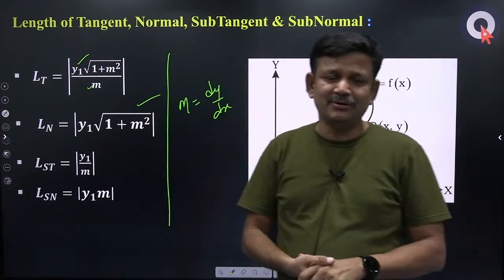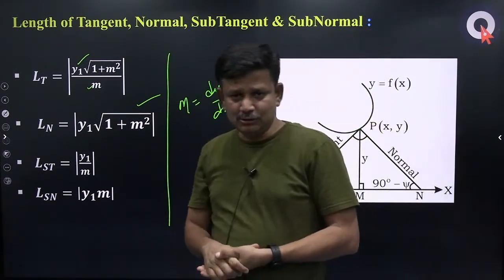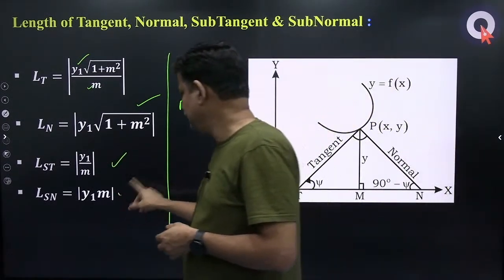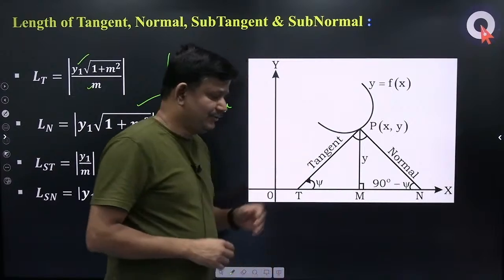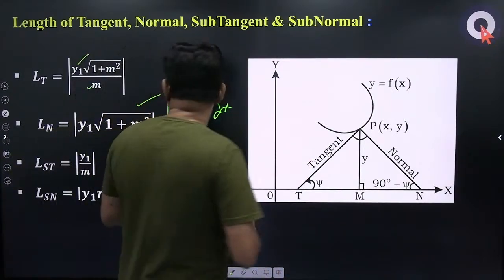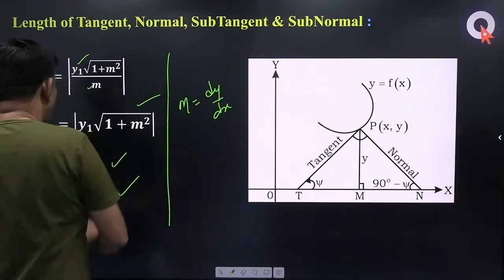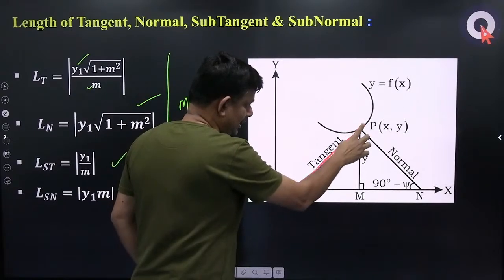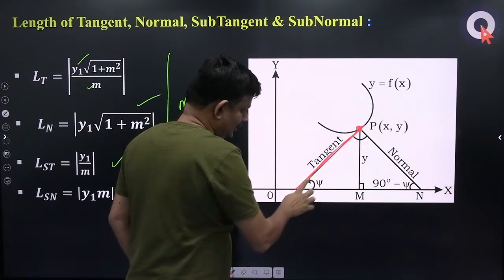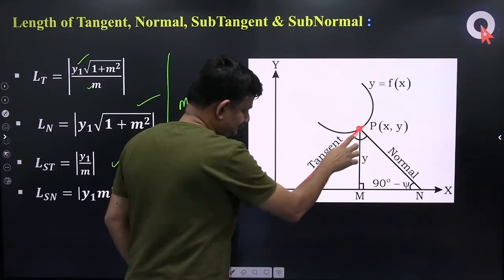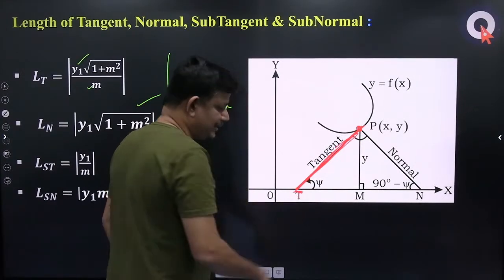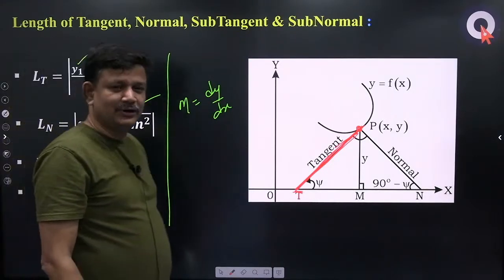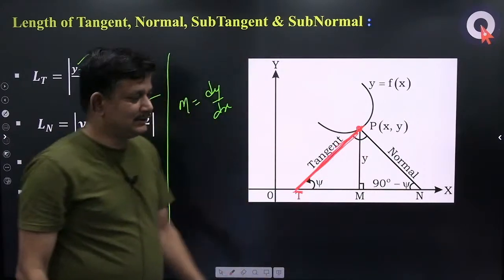Length of subtangent will be how much? Modulus of y by m. And length of subnormal will be modulus of y into m. Proof of this will be simple. Not very complicated, but you need to understand the geometrical meaning of what is tangent length, what is subtangent length, and what is subnormal length. At any point P, if you are drawing a tangent to cut x-axis at the point T, that red color line is length of your tangent. PT is called length of the tangent.